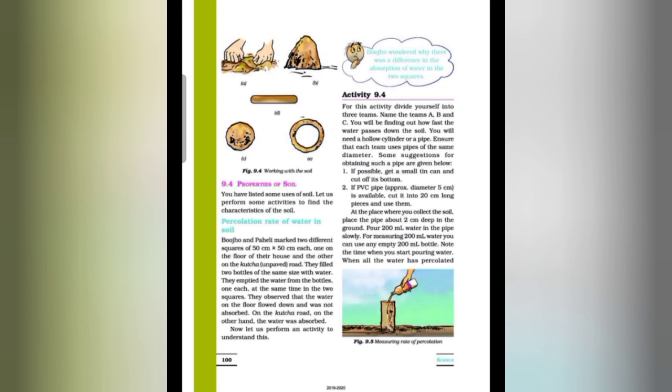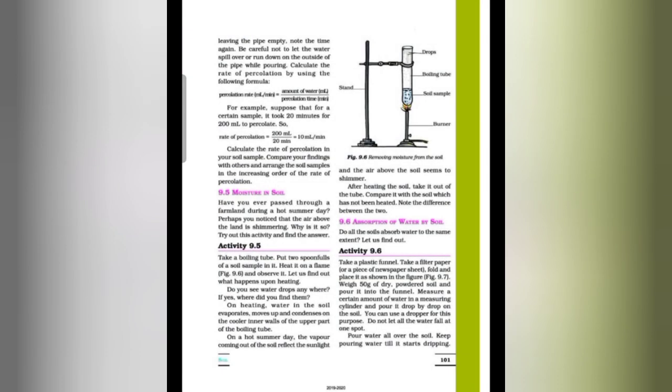The percolation rate of water in the soil is the volume of water in milliliters which passes down the soil per minute, and we know the formula we use to calculate it: percolation rate is equal to volume of water, or we can say amount of water given in milliliter, divided by time taken for this percolation, or percolation time, given in minute. The unit of percolation rate is milliliter per minute. So that we discussed in our previous video.